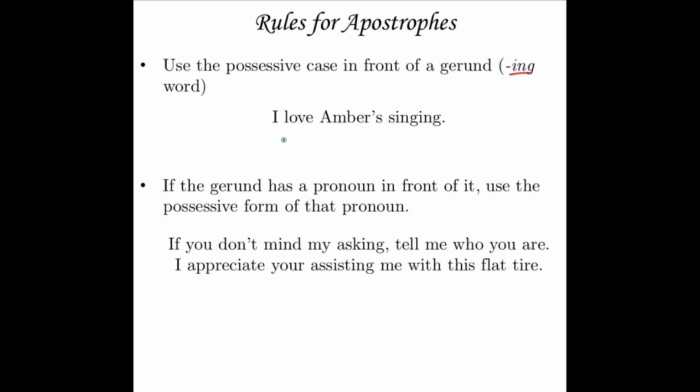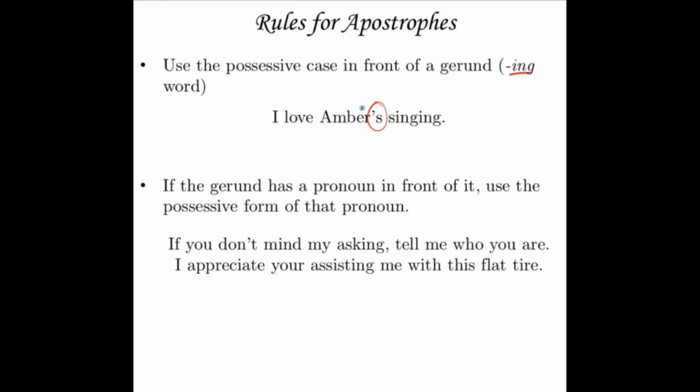All right, use the possessive case in front of a gerund, which is a verb ending in ing. So, I love Amber's singing. Okay? Amber is a person, she sings, I enjoy listening to her singing, so I use the apostrophe S. Now, the reason that this becomes important is because occasionally you use the ing form to refer to a general activity. And so, when you get pronouns involved, it gets a little bit wonky. The most common example is you will hear people say, if you don't mind me asking. Well, it should actually be, if you don't mind my asking, my act of asking.